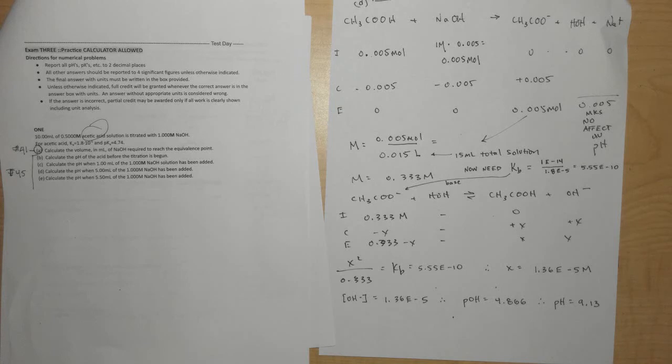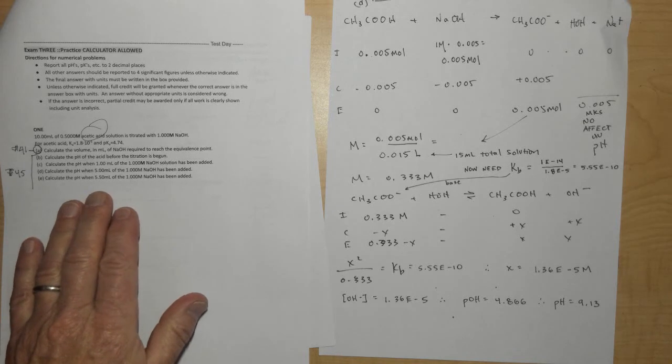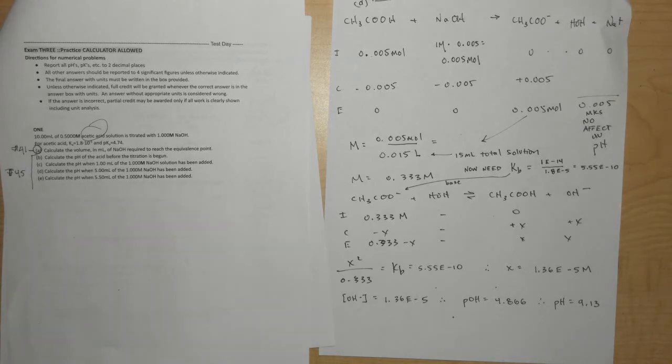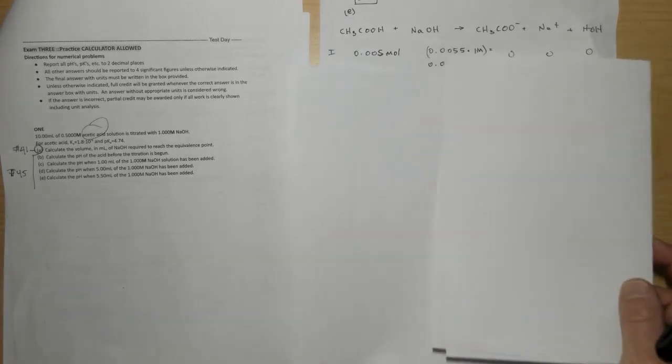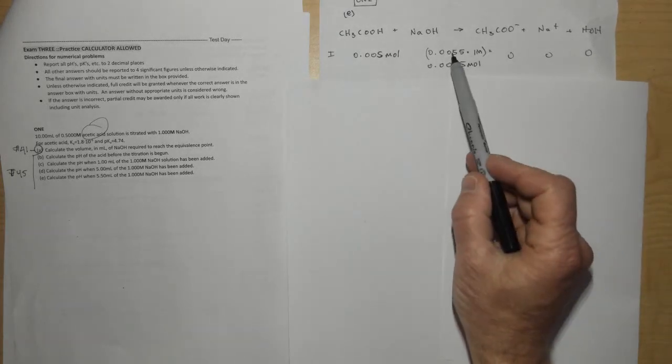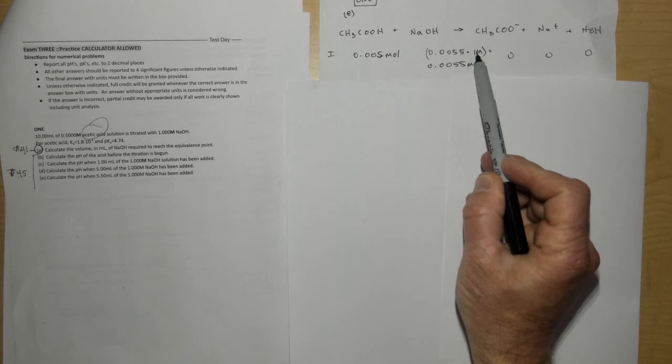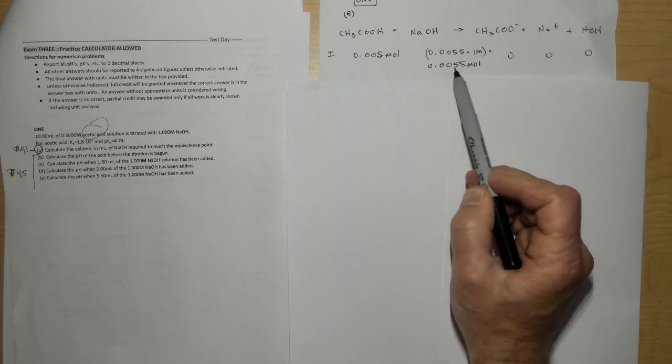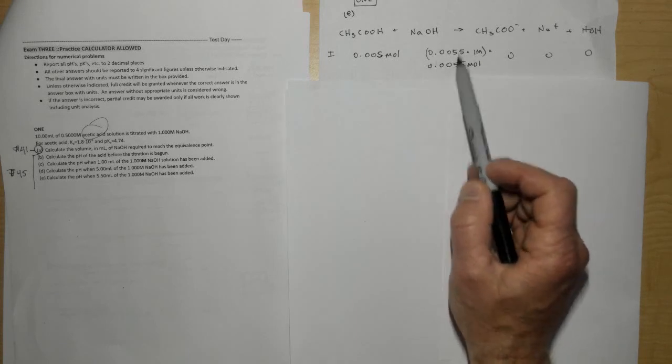Last problem is letter E. Letter E says calculate the pH when 5.5 milliliters of the 1 molar NaOH have been added. So here's my same equilibrium ICE table. Moles. So once again I do molarity times my liters, and I have 0.0055 moles of the NaOH now.